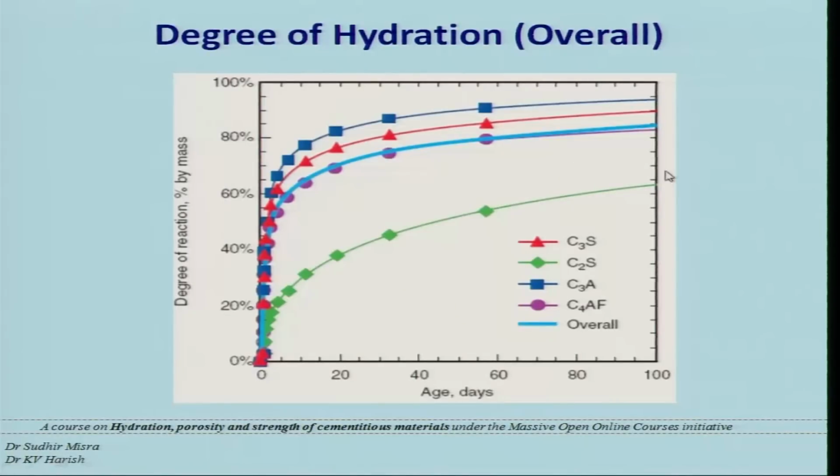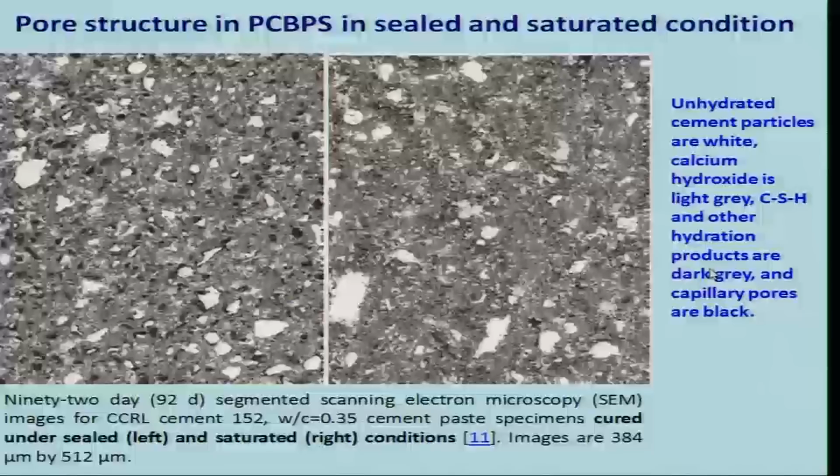And what is shown in this figure is that you have C3S, C2S, C3A, C4AF, and overall how the degree of hydration is changing. So what you find is that the overall value somewhere comes in between the C3A, C3S, C2S and C4AF. So the overall curve you get in between these four curves.